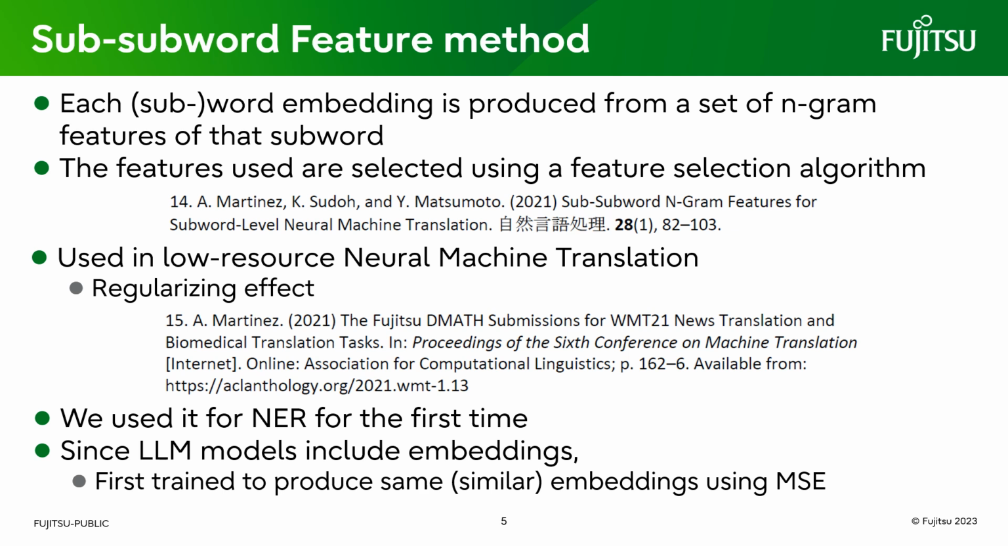Since pre-trained models include trained word embeddings, we first trained the feature-to-embedding network to produce embeddings similar to those of the model using mean squared error. After that, we could train the NER models normally.